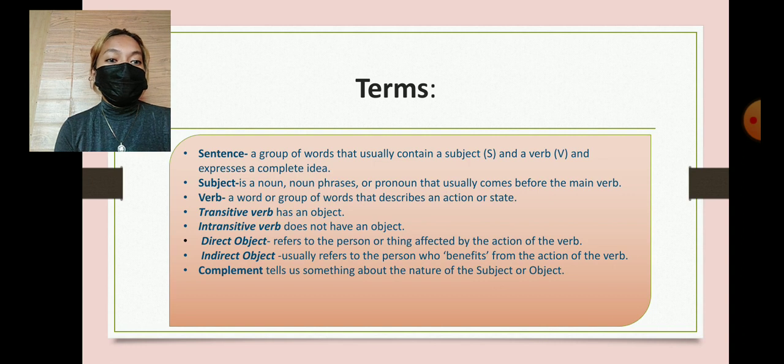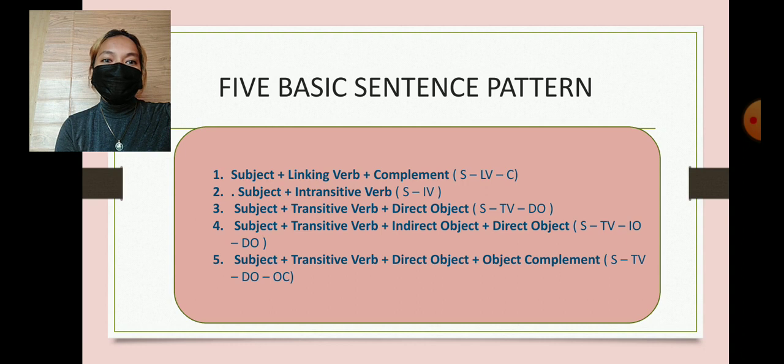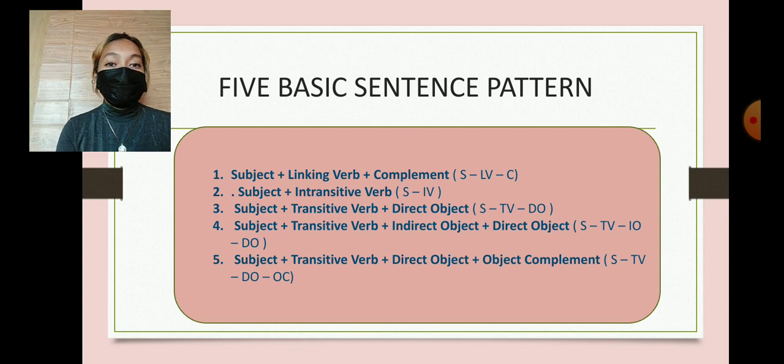Complement tells us something about the nature of the subject or the object. So that's the terms. So we have here the 5 basic sentence patterns. First is subject plus linking verb plus complement. Second is subject plus intransitive verb. Third, subject plus transitive verb plus direct object. Fourth, subject plus transitive verb plus indirect object plus direct object. And fifth, subject plus transitive verb plus direct object plus object complement.